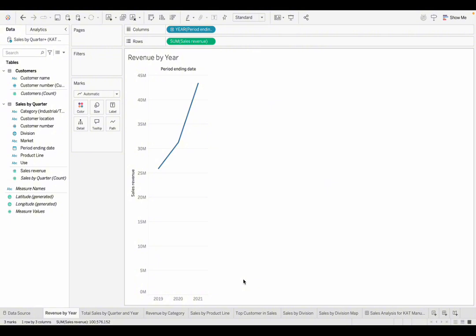Through this project, I have analyzed data and created a sales dashboard for the company Cat Manufacturing. I created a wide variety of sheets that I then used to formulate a dashboard. I have a revenue by year graph in order to indicate the direction of the revenue over the last 3 years, which illustrates an increase in revenue.